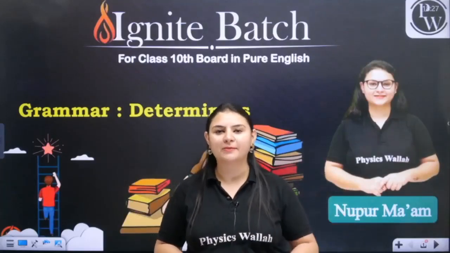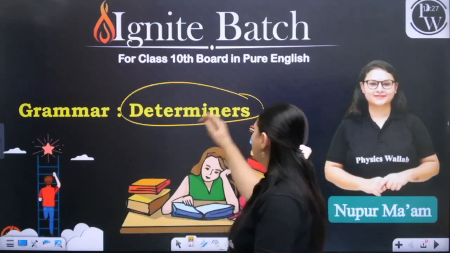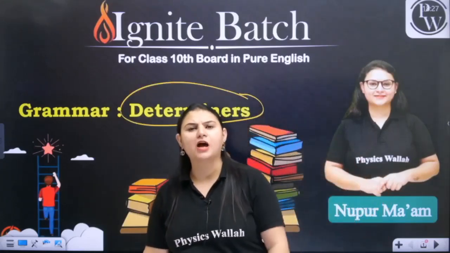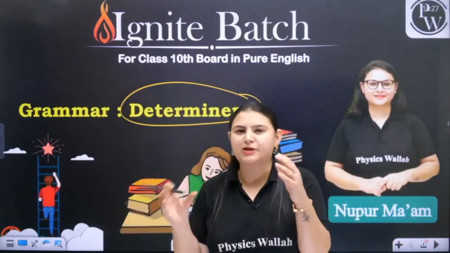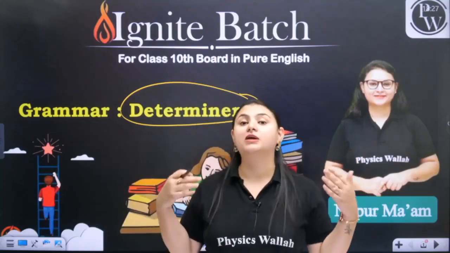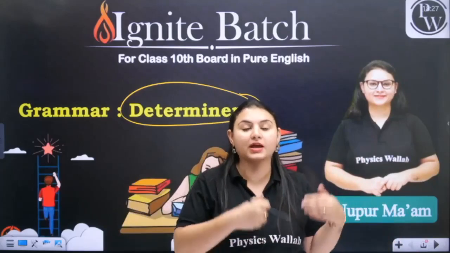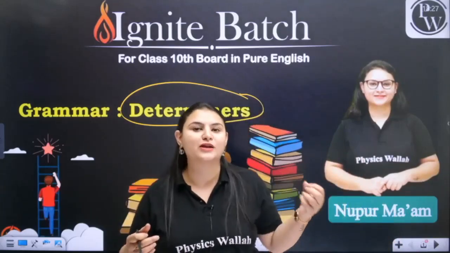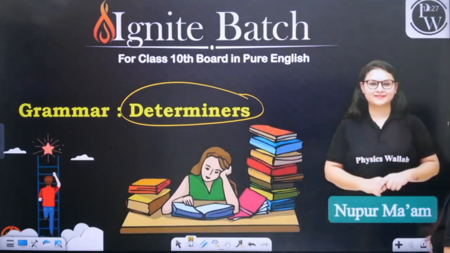My name is Nupur Sharma and today we are going to do determiners. Determiners is a topic that we have been doing since grade 5, but we still tend to make mistakes in it. Today, we are going to do this topic again so that we do not make any mistakes. We look upon the areas, we work upon the areas where we can make mistakes. So, now let's move forward.